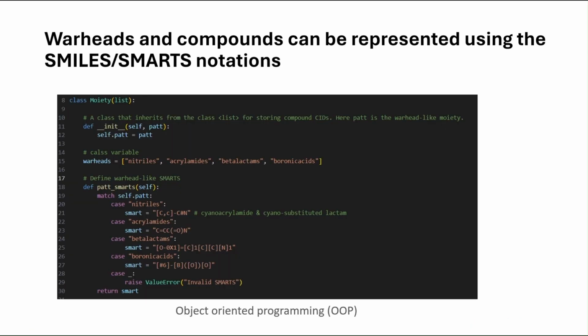The goal of this program is to go through the list of drugs that are already approved or currently in clinical trials and find compounds that have a functional group that looks like a warhead. I decided to focus on four common warheads. They are nitrile, acrylamide, beta-lactam, and boronic acid. In this program, the warheads are defined using their SMARTS notation, which is similar to the SMILES notation we saw in the previous slide.